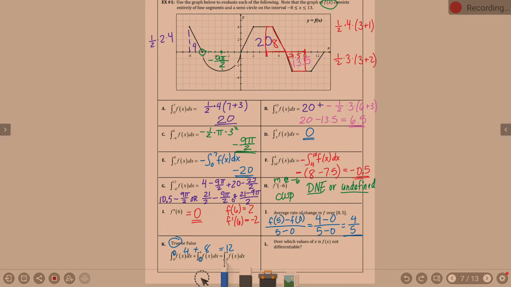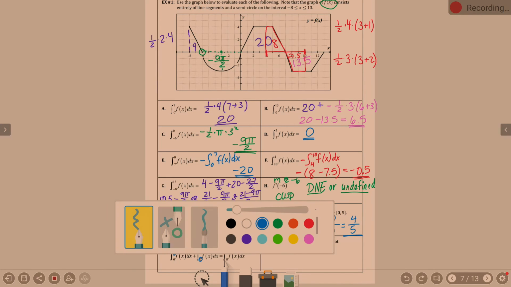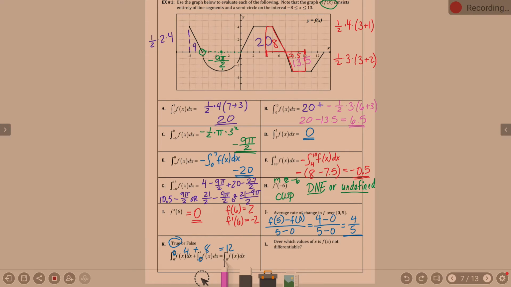Okay. And then, over which values of x is f of x not differentiable? Let's start with things. Okay, so it says which values of x. So x equals which values? Not a true, not a false, not a yes, not a no. We've already talked about one of them, if that gives you a hint.